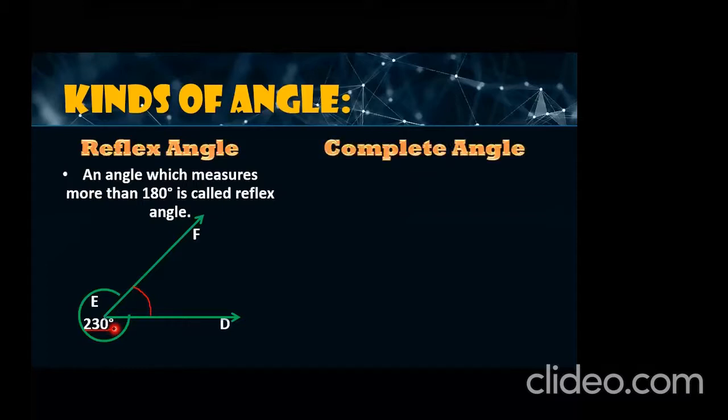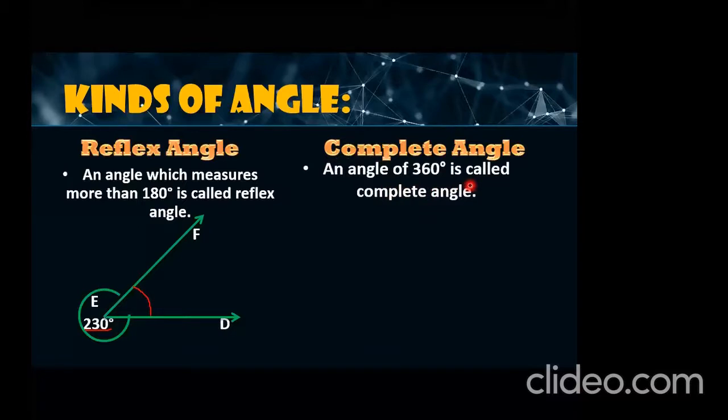Now, what is a complete angle? Yes, very good, Hamza Amjul. 360 degrees will be the complete angle. An angle of 360 degrees is called a complete angle. Okay, an angle of 360 degrees is called a complete angle.